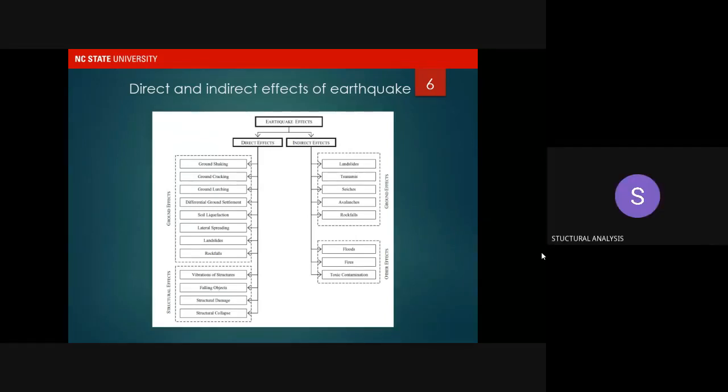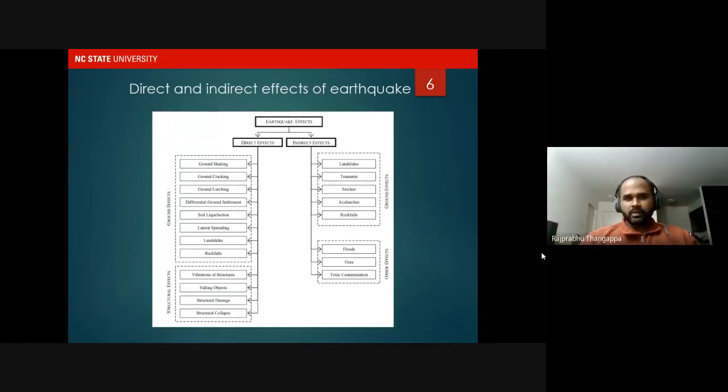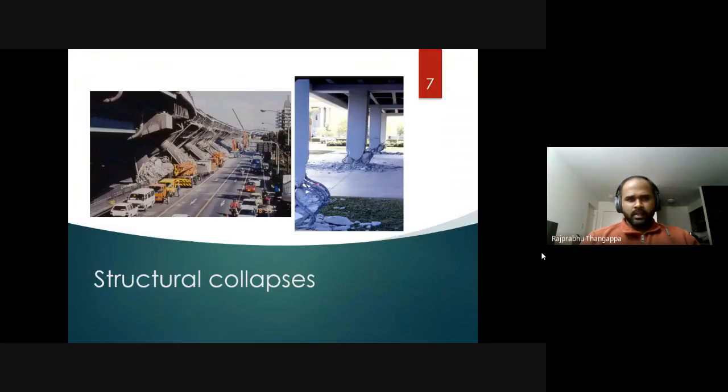And when we say indirect effects, everybody would know about the tsunamis, landslides, the unwanted floods and fires that would be a result of earthquakes, which is also of interest. So these are some of the structural collapses which I thought would be interesting to see.